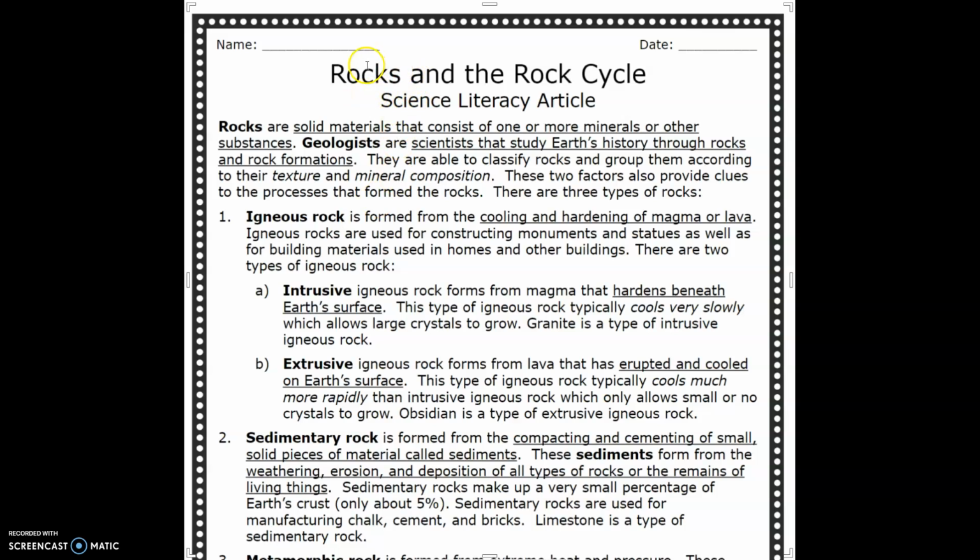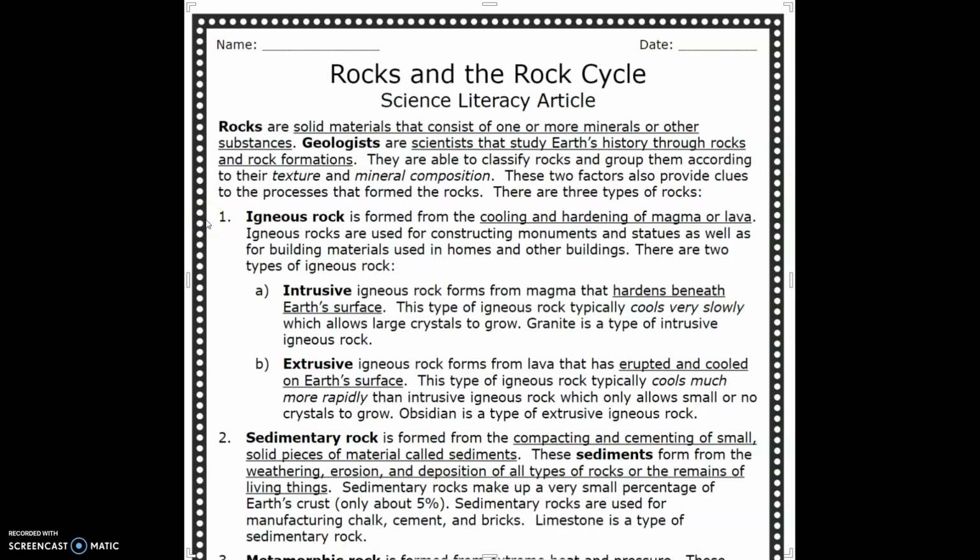So, rocks and the rock cycle. Rocks are solid materials that consist of one or more minerals or other substances. Geologists are scientists that study Earth's history through rocks and rock formations. They are able to classify rocks and group them according to their texture and mineral composition. These two factors also provide clues to the processes that form the rocks. There are three types of rocks.